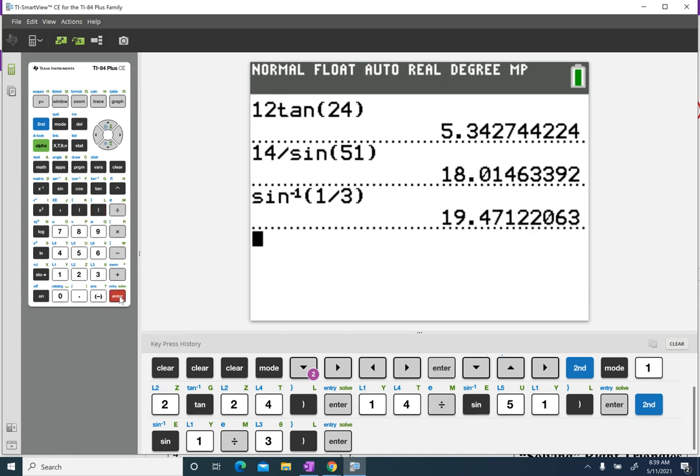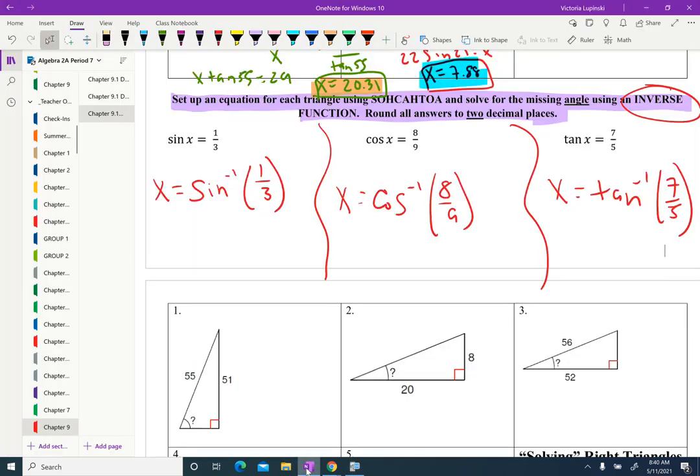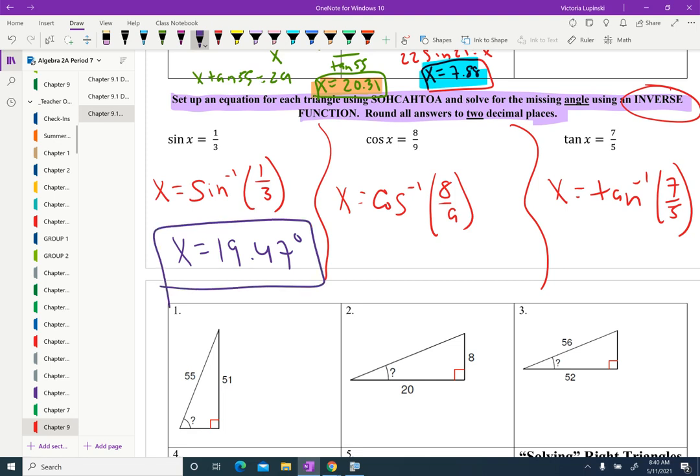Close parentheses. Whenever you do that, whatever comes out of your calculator is an angle. So you have to add degrees. So 19.47, that is going to be your answer for x. And you're going to, of course, write it with degrees. So 19.47 degrees.